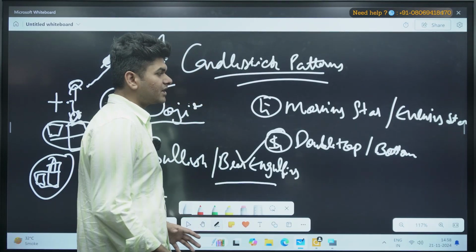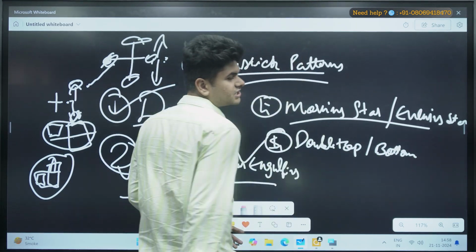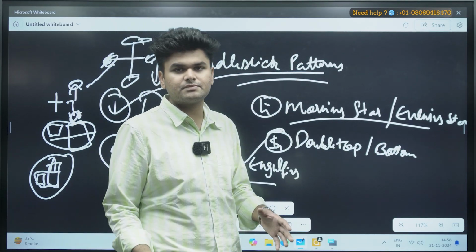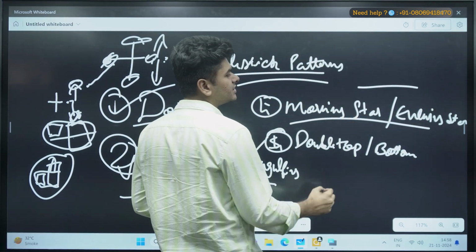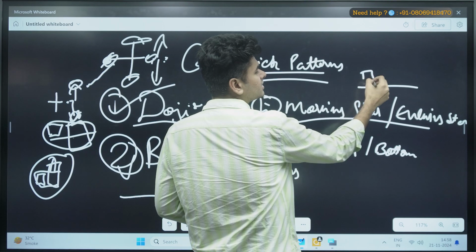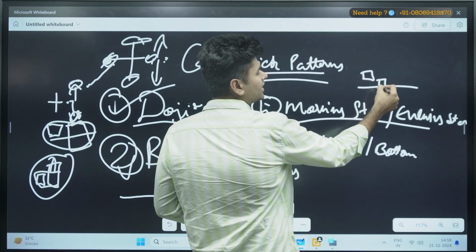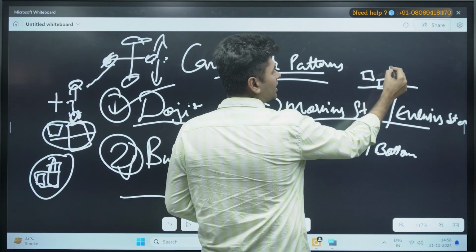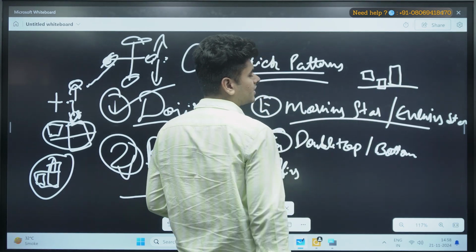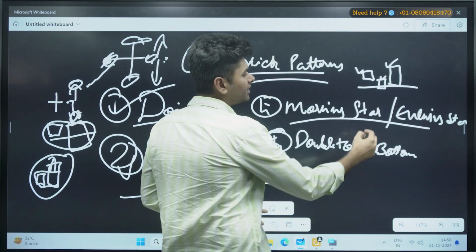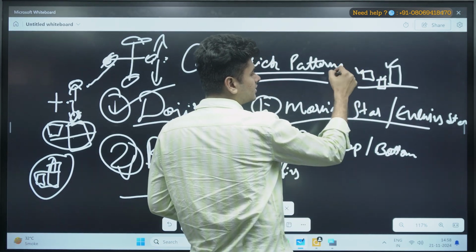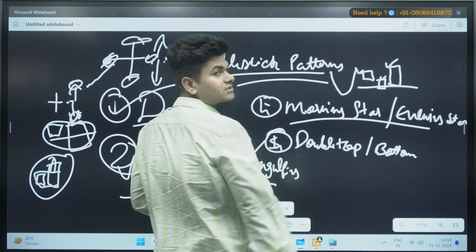Now the next pattern is the morning star or the evening star. Again, you'll find it at the extremes. At the support level you'll see the morning star. Let's just suppose there is a red candle at a support, and then green candles suggesting otherwise. So one red candle and two green candles you will see, and it is indicating that the market has taken the support this way.